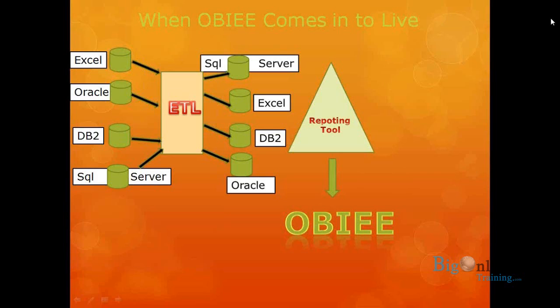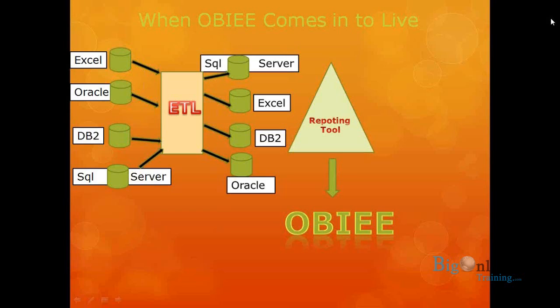So we all will have a question: when exactly will this OBIEE come into life, and in what kind of situation will OBIEE be used to populate some reports or to do some tasks? Normally, the data from an organization will be in different formats, and there will be a huge amount of bulk data at the source system.